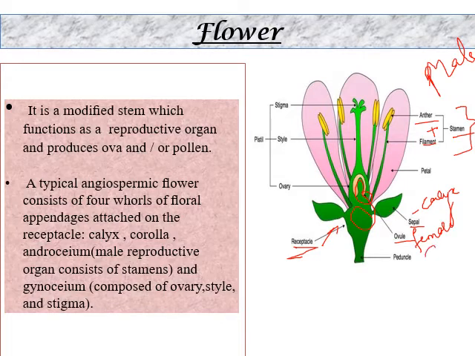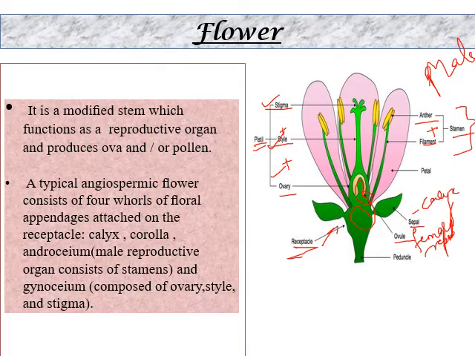reproductive part. This is the female reproductive part of the flower, and it comprises stigma, style and ovary, and these collectively, stigma, style plus ovary, constitute the pistil. So if somebody asks you what the female reproductive parts of the flower are, you will write stigma, style and ovary. These three parts are collectively known as pistil. And if somebody asks you what the male reproductive parts of the flower are, we'll say anther and filament.